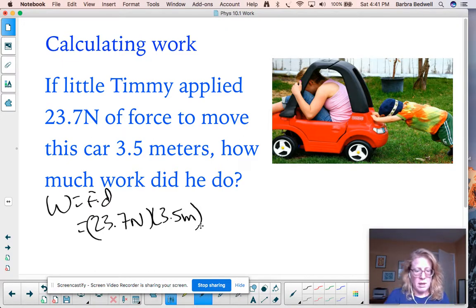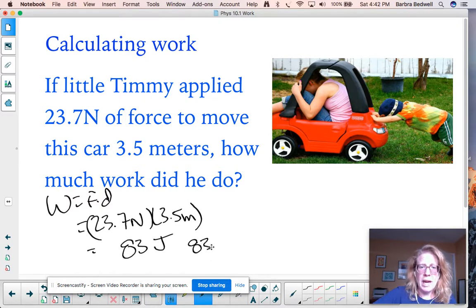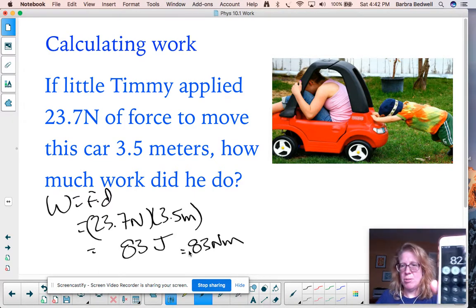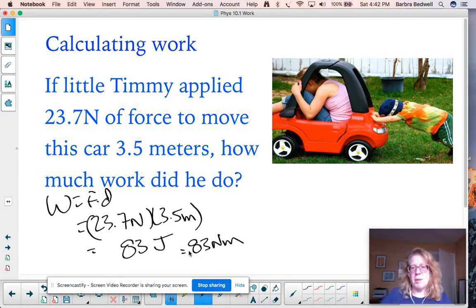Sorry about that. So 23.7 times 3.5 is a pretty simple answer. It looks like we have two sig figs, so that would be 83, and that would be the unit of joules, or 83 Newton meters. Kind of weird, but they both work. The actual answer is 82.95. So anyway, with two sig figs, that's 83 Newton meters, or 83 joules of work were done to move the car.